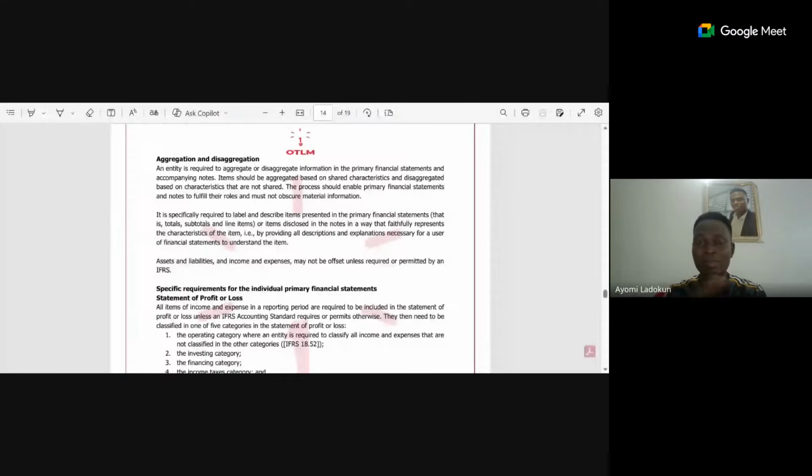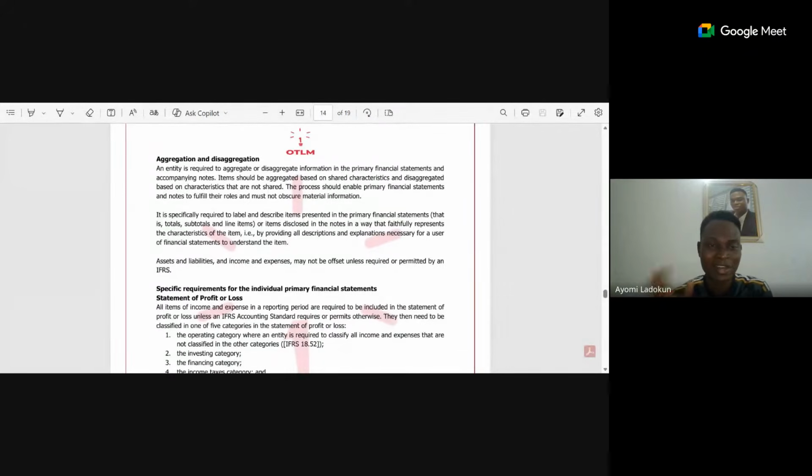If you're disaggregating, you are presenting them separately, right? Information in primary financial statements and the notes, okay? Now, items that should be aggregated must be based on shared characteristics. That means they must be similar, if you understand that. If you've done IFRS 8 operating segments, you should be familiar with that, right? Before you can aggregate, those operating segments must have similar economic characteristics and must be similar in about 5 scenarios, right? The nature, the production process and all of that, right?